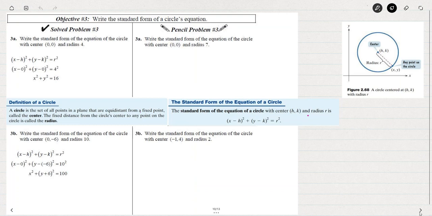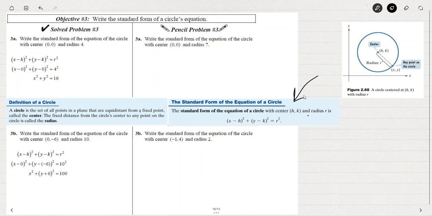Next, let's look at an equation for a circle. Here's the standard form of the equation. We've got x minus h, quantity squared, where h is the x component of the ordered pair for the center of the circle. And we add that to y minus k squared, where k is the y coordinate for the center, and we square that. And that sum is going to equal the square of the radius.